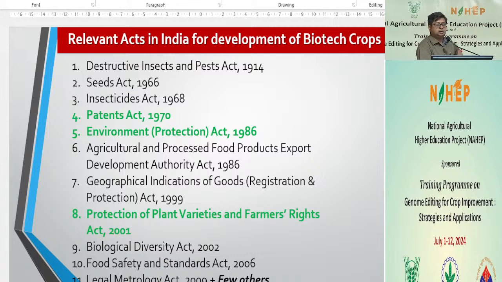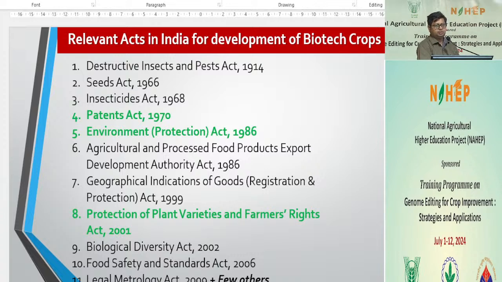So what was the idea of the Arjun group, where they're working on the Basmati line? For your information, you cannot work on Basmati lines, because under the Agricultural and Processed Food Products Export Development Authority Act 1986, a notification has come in which there is a restriction on using Basmati varieties for genetic engineering.